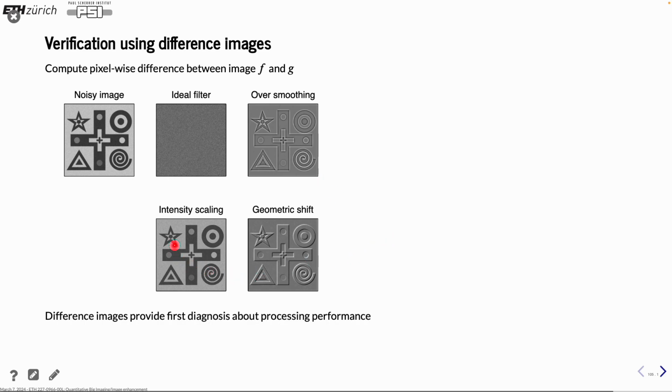If the filter introduces intensity scaling, for example when your filter kernel is not normalized to 1, then you can get intensity scaling by applying the filter. Or you can even get a geometric shift, and that would be the case when you have an even filter kernel. Then everything is shifted by 1 pixel, and you can get this kind of black and white effect in the difference.